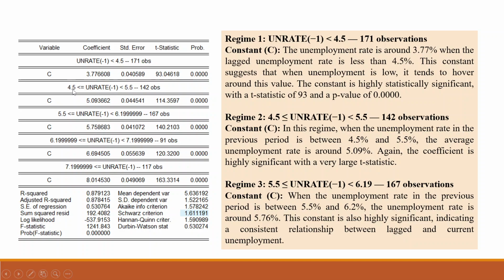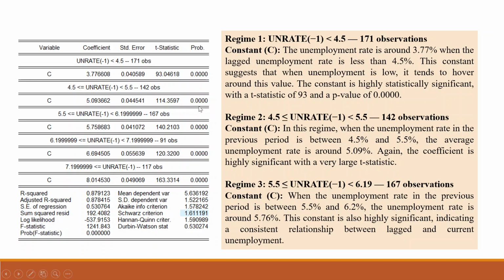Second, from 4.5 to 5.5, regime 2. So when the unemployment rate in the previous period, see it is minus 1, ranges between 4.5 and 5.5, the current unemployment rate will be 5.09. Let's interpret. In this regime, when the unemployment rate in the previous period is between 4.5 and 5.5, the average unemployment rate is around 5.09%. Again, the coefficient is highly significant with a very large t statistic.